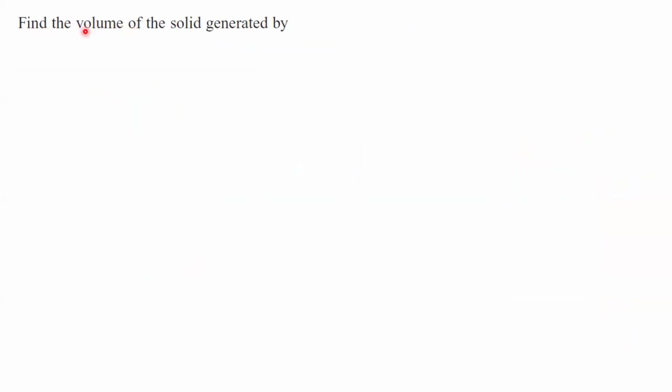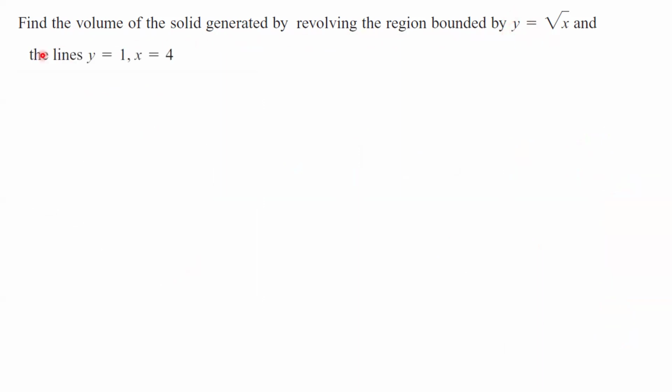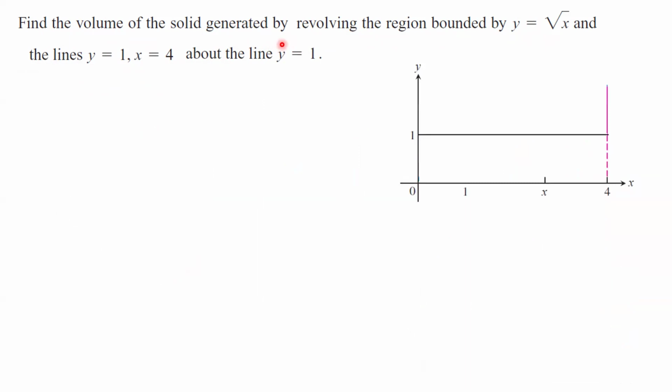In this question, you want to find the volume of the solid generated by revolving the region bounded by y equals square root of x and the lines y equals 1 and x equals 4 about the line y equals 1. Very well. This is basically y equals 1.